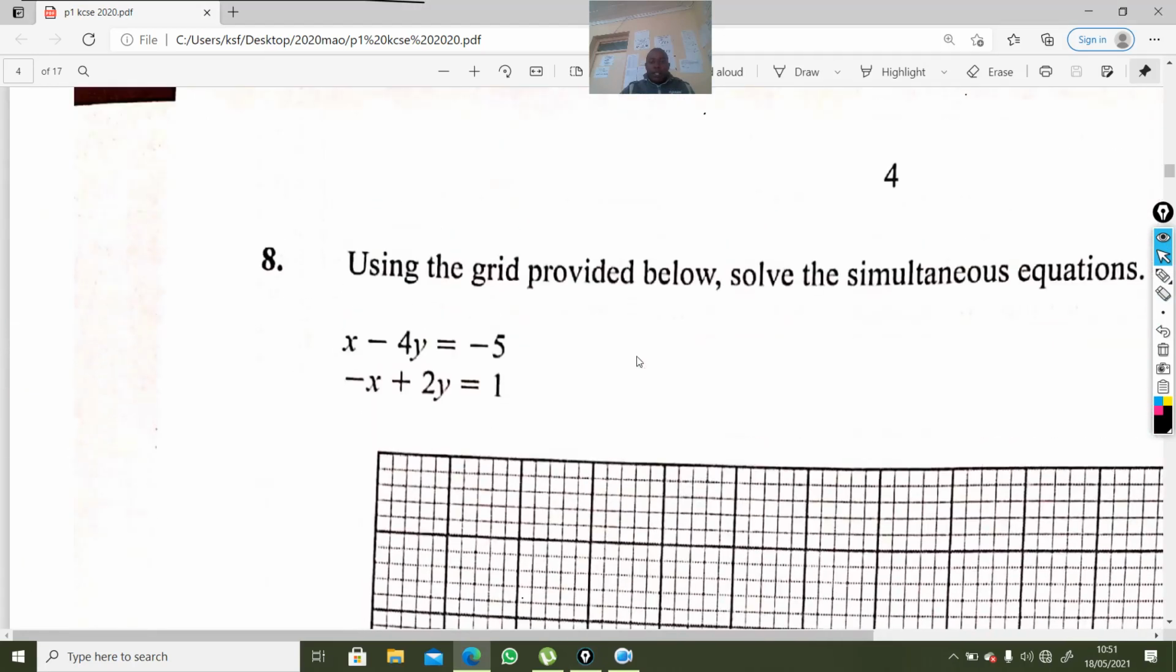Now this is a method of having the correct tables. Then you draw the two lines and see where they intersect. If you draw correctly, you'll find that the value of x is equal to 3 and the value of y is equal to 2. The only thing you need to do here is to make the table. For this one you make its table, and for this one you also make a table, then you draw the two. So that is what is required on this question. Then the next question is question number 9.